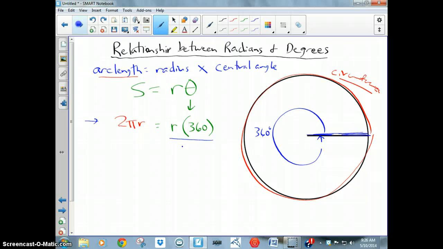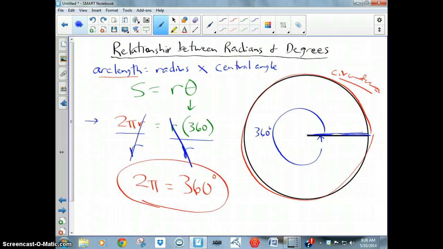If I divide both sides by r, the r's will cancel out, and I have the relationship between radians and degrees. 2 pi is equal to 360 degrees. Memorize that. Burn that in your memory. 2 pi radians. 2 pi radians is 360 degrees.